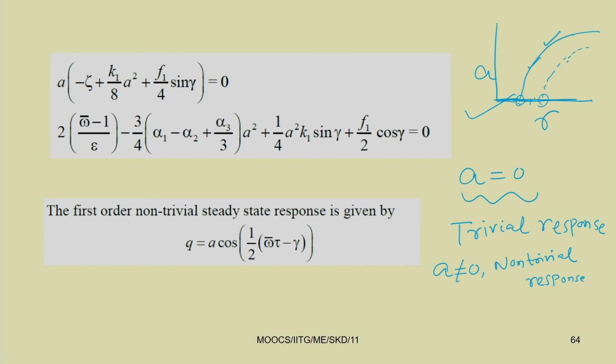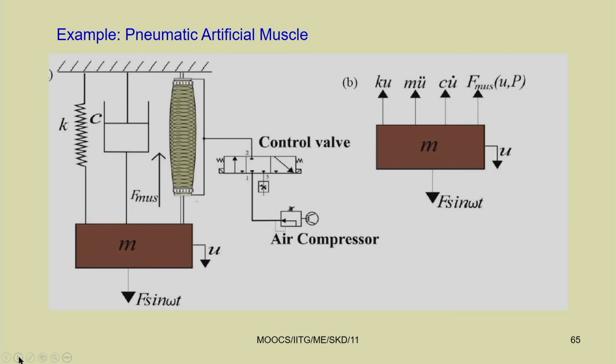So, the first order non-trivial steady state response is given by this equation. Now, we can take another example. For example, let us take that of a pneumatic artificial muscle. So, this is a pneumatic artificial muscle, and you can study more regarding it. It has a braided ring outside, and a balloon-like rubber inside, and a braided layer. You can see different types of artificial muscles.